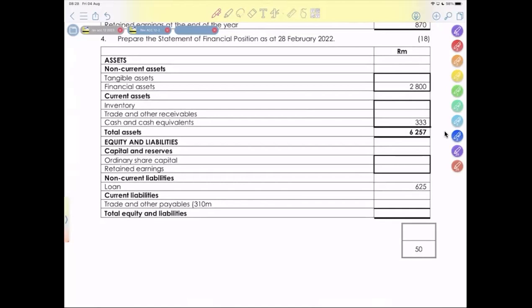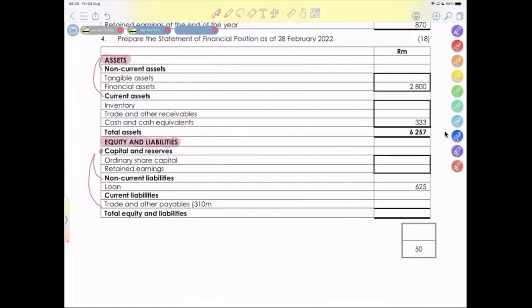Notice that the statement of financial position is actually the accounting equation. So if you have a look, you can see assets equals equity and liabilities. And then all you do is you split up the assets into non-current and current. And similarly, you show your equity, and then you split up your liabilities into non-current and current. It really is as simple as that.